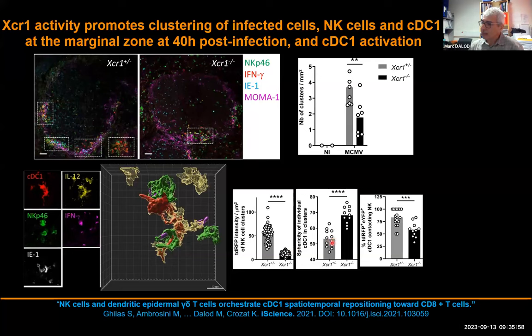And the cDC1 that are in those clusters, they looked at their morphology and they could show that the ones that are in XCR1 knockout mice are more round and less dendritic, suggesting that they are less activated. And in fact, when they looked at IL-12 expression and looked at the frequency of contacts between cDC1 expressing IL-12 and NK cells, they could see that the frequency of IL-12 expressing cDC1s that were in contact with NK cells was much higher in the wild-type mice than in the XCR1 knockout mice, showing indeed that XCR1 was necessary to allow the NK cells to enter into interactions with cDC1.